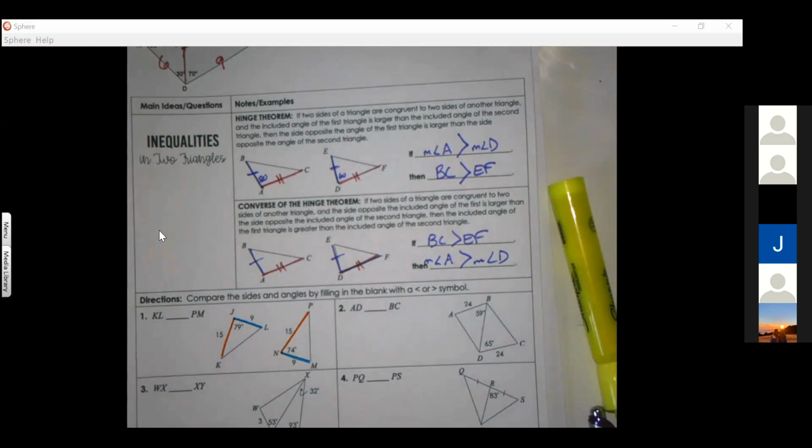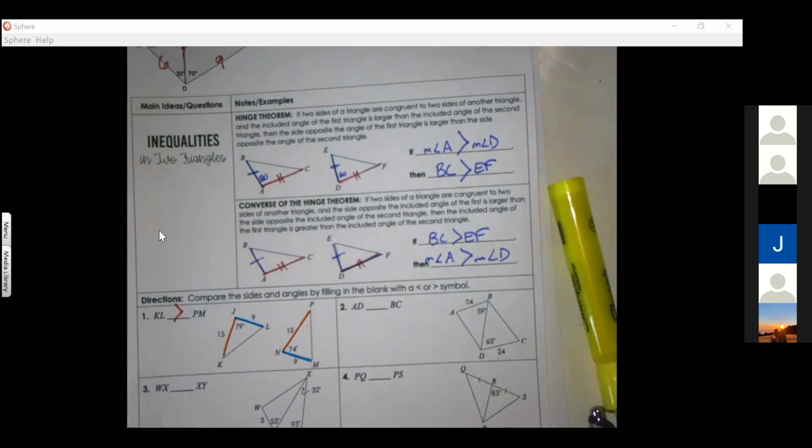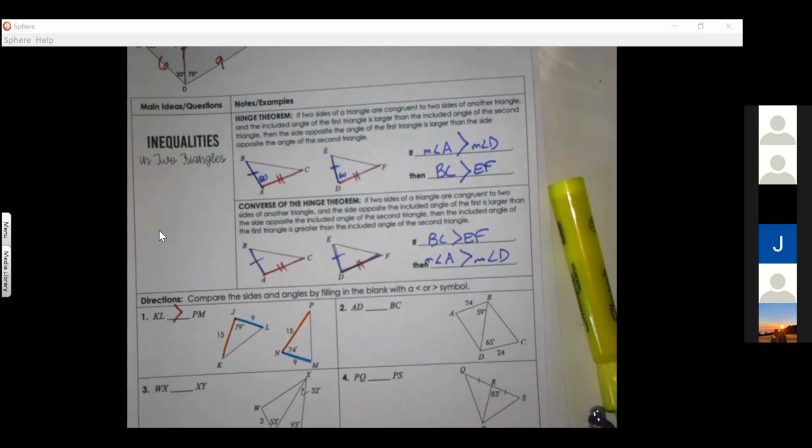Well, if the angle is bigger, then wouldn't KL be larger? Exactly right. Since this angle is bigger, it's pushing it open more. So KL is bigger than PM. We don't know by how much. It's not a linear relationship, but we do know that it's going to be bigger.